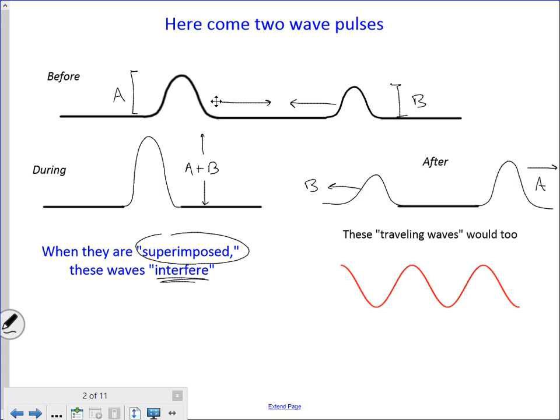Now, this instant here, during the interference, right? Here's before the interference. Here's during the interference. Here's after the interference. During the interference, when they are superimposed, when they are actually interfering, they interfere in such a way that the two waves combine to make a bigger, in this case, a bigger crest. It could also be two troughs combined to make a bigger trough. And we say they interfere constructively.